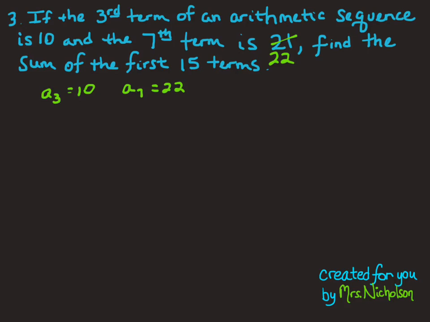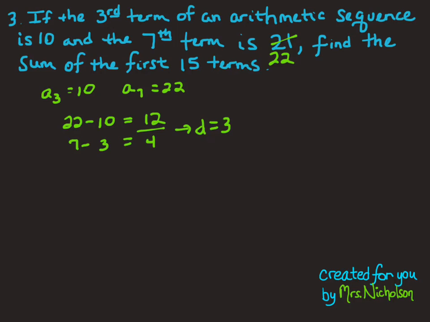If I'm going to find the sum of the 15 terms, I need to figure out what the first term is, and I also need to know my common difference. Well, if I subtract 22 minus 10, that gives me 12, which means from the third term to the seventh term, the value of the term is increased by 12. And if I subtract 7 minus 3, that gives me 4. So that means it's taken me 4 terms to increase the value of the term by 12. And if I divide those two things, 12 divided by 4, that's going to give me a common difference, which is equal to 3. I'm adding 3 every time to get my next term.